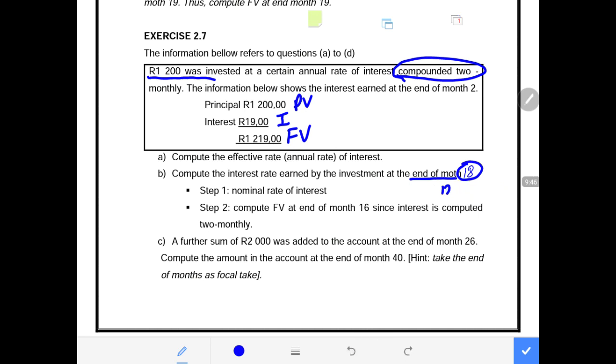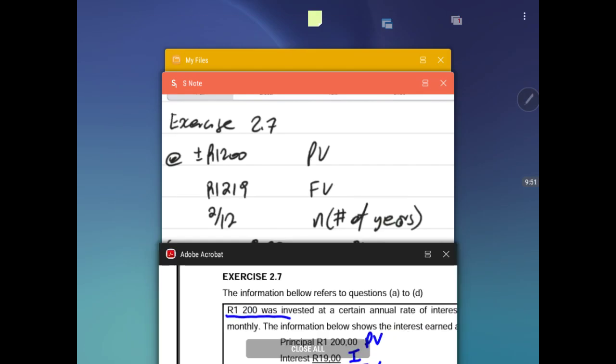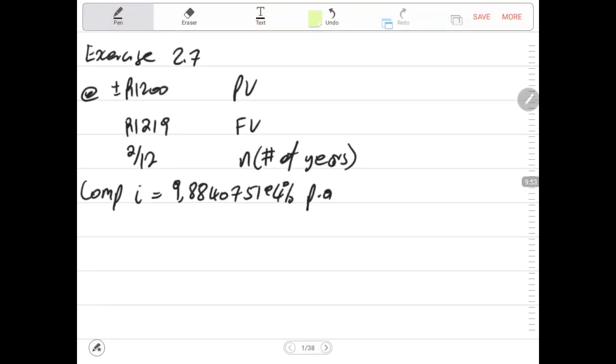Now let us first calculate our effective rate of interest. Sorry, our nominal rate of interest. That is number B, or part of number B. Now we know that 1,200 is the amount that was invested. Future value has not changed. Our future value is still 1,219 rand.